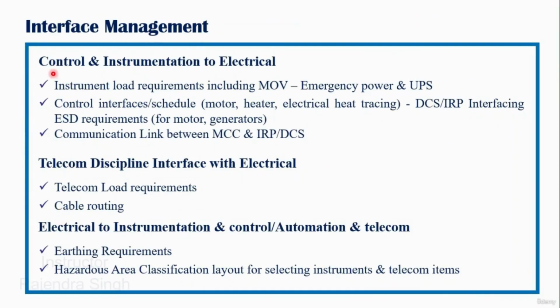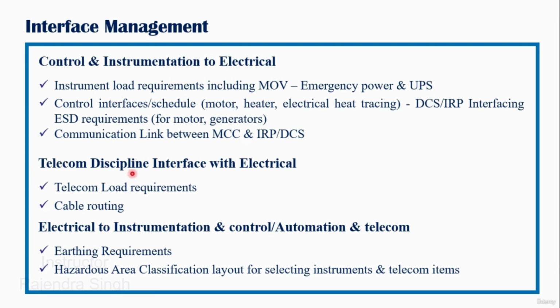For control and instrumentation to electrical, the instrument load requirements include MOV (motor operated valves), emergency power requirement and UPS, the control interfaces and schedule, motor and heater electrical heat tracing, DCS IRP interfacing, ESD requirement for motor generators, and communication link between MCC and IRP, the interposing relay panel or DCS. All these points are received from the C&I team by the electrical team.